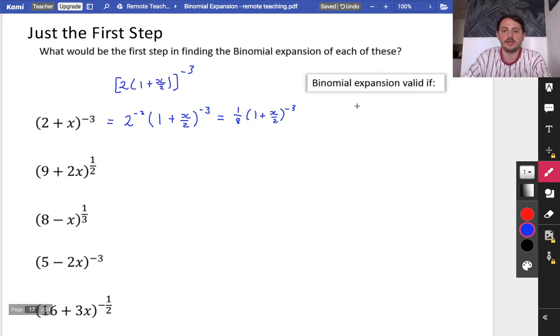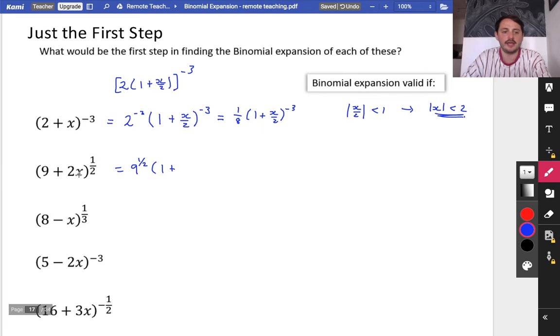So you do binomial expansion on this, and then multiply by 1 over 8 at the end. This is only going to be valid if x over 2, because that's when we would be doing the binomial expansion, is less than 1. So in other words, if x is less than 2. Okay? Right, this one, we're going to pull out the 9, and please don't forget to do it to the power. That's the only thing that's new here, so don't make mistakes forgetting to pull out the power.